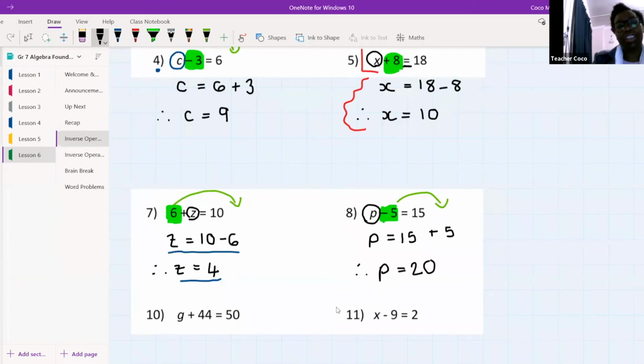Excellent. I don't want you to jump this step, Ayanda. Yes, ma'am. This step in grade 7 is an extra mark. So they would give you a mark for that and a mark for that. So don't skip that step. Okay, ma'am. Excellent. Well done.